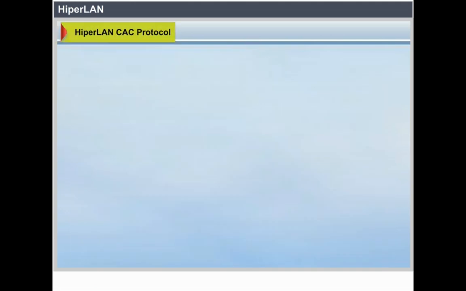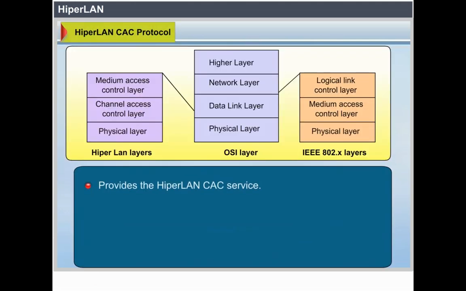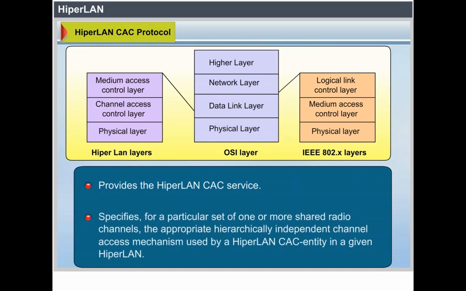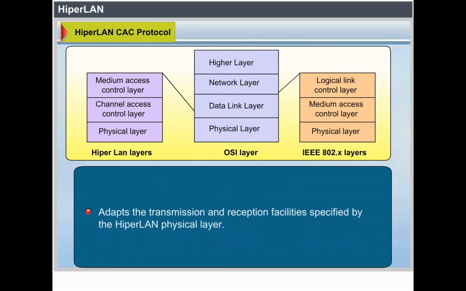HyperLAN CAC protocol. Provides the HyperLAN CAC service. Specifies for a particular set of one or more shared radio channels the appropriate hierarchically independent channel access mechanism used by a HyperLAN CAC entity in a given HyperLAN. Uses the transmission and reception facilities specified by the HyperLAN physical layer.